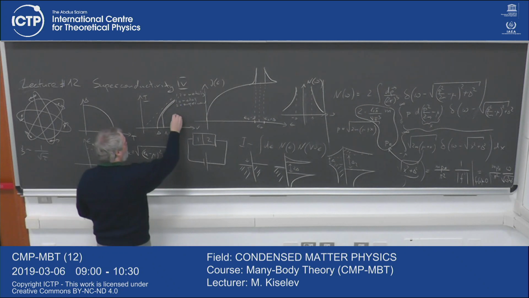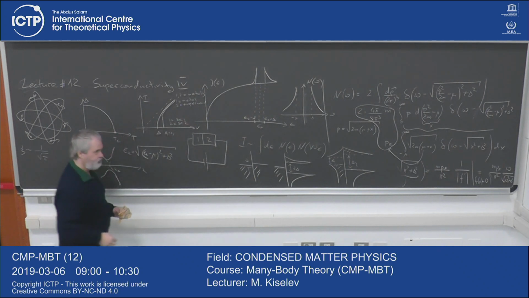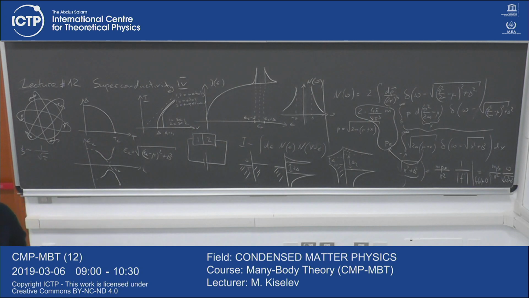So this is situation 1, where 1 is superconductor 1 and 2 is superconductor 2. Okay? Again, it's in full agreement with experimental observation. Good.